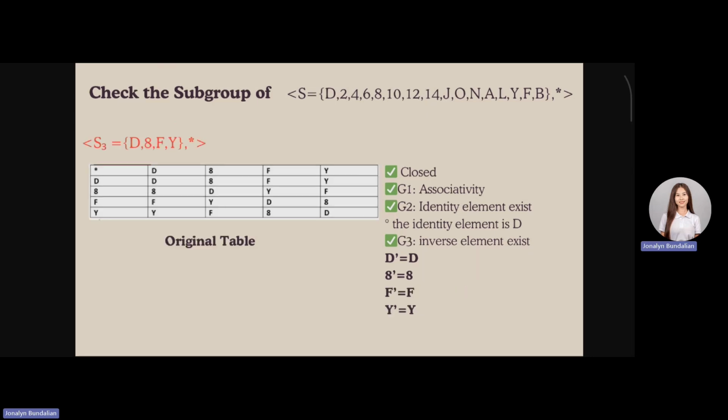So for S sub 3 is equal to D, 8, F, and Y. This is our original table, and it is closed and associative, and an identity element exists, and the identity element is D. So the inverse element exists. D inverse to D, 8 inverse to 8, F inverse to F, and Y inverse to Y.